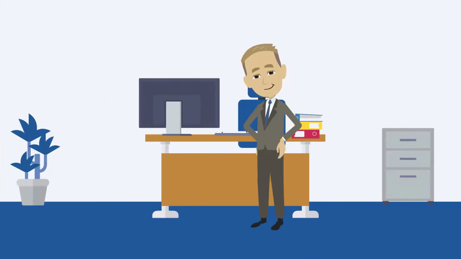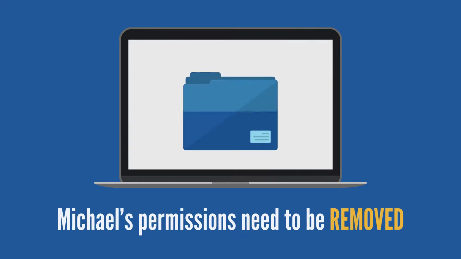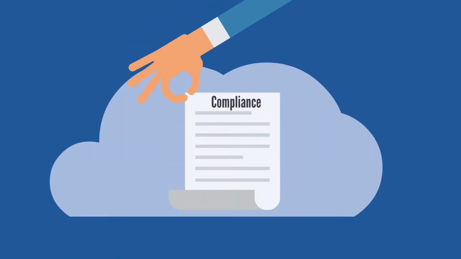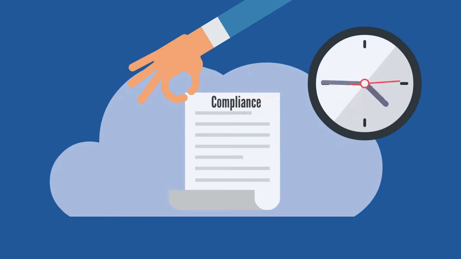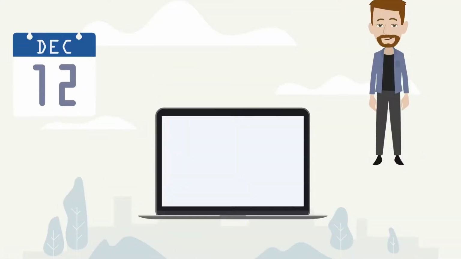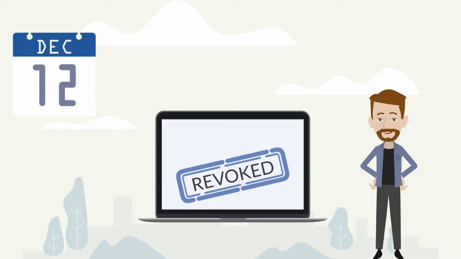Congratulations, Michael! You are reaching the age of getting retired. Michael's permissions, however, need to be removed. This, from a compliance perspective, has to be done in a timely manner. On the date of retirement, all provisioned authorizations need to be revoked to make sure that the employee is no longer able to access any of the resources.